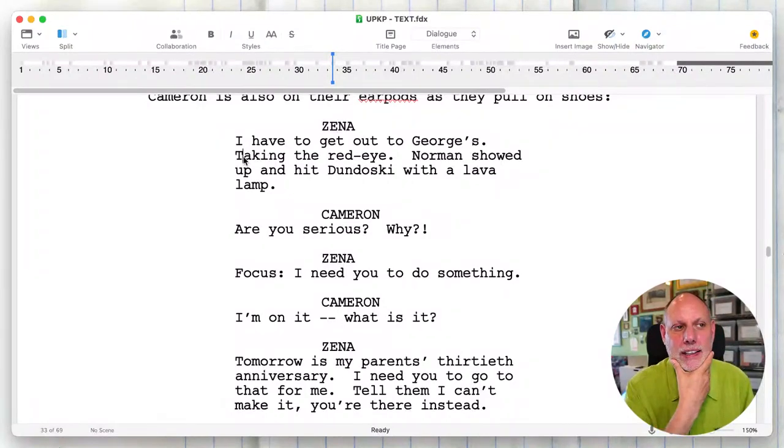Taking the red eye. I don't know, is Xena the sort of person who flies? Red eye, it's a fairly common phrase. It means the overnight flight from the West Coast to the East Coast. Because of the time difference, you leave at 9 or 10 o'clock and get there at 5 or 6 in the morning. You have had no night, you have red eyes.